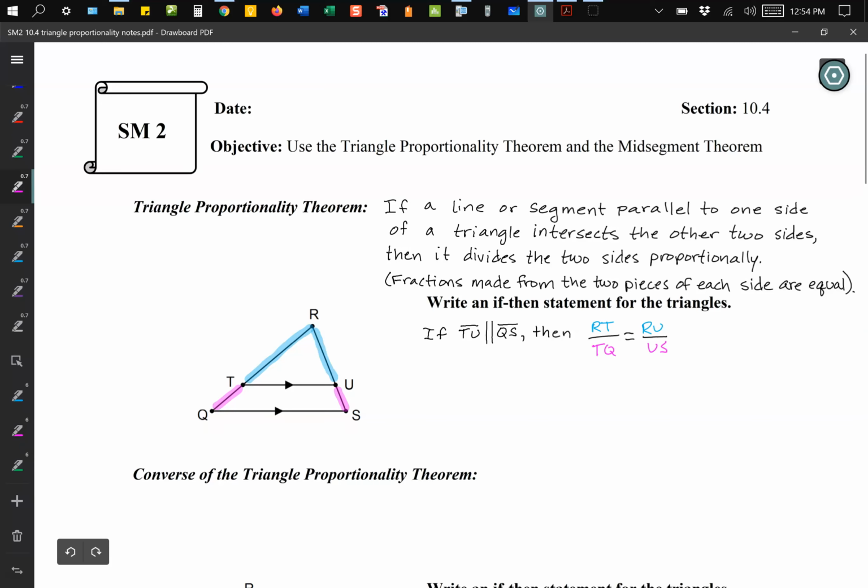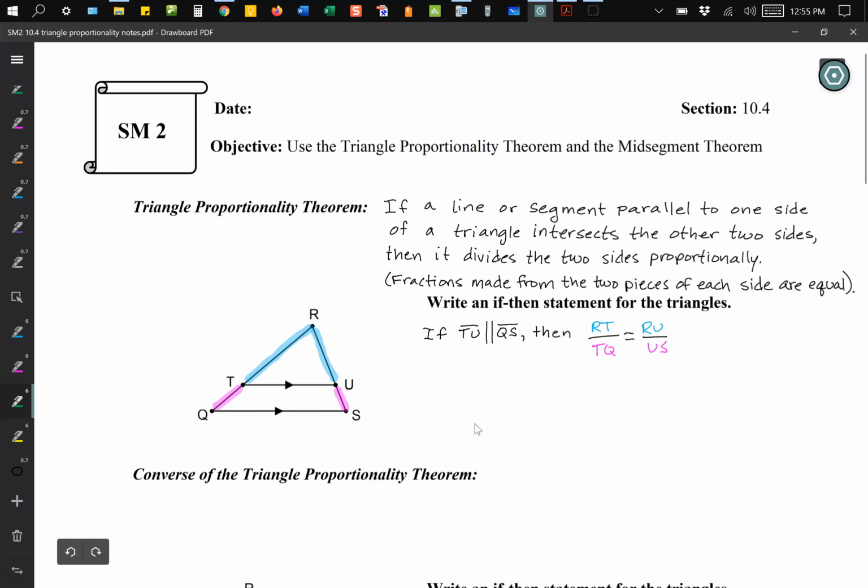So this is an important theorem because TQ and US aren't actually complete sides of any triangle. Before, we have been talking about this whole side right here and this whole side right here, because those are sides of a complete triangle. But this theorem tells us, well, you don't even have to look at the whole side. You can just look at the pieces of the side.